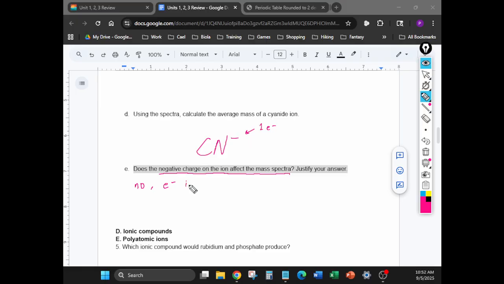The electron has negligible mass. The electron is extremely small relative to the protons and the neutrons, so it's not even going to show up on the mass spectra. You can have one electron or multiple, it's not going to affect the weight in terms of the mass spectrum. Okay, and that is the end. I think I said that like 3 times already, but that is the end of the isotopes and the mass spectra things.